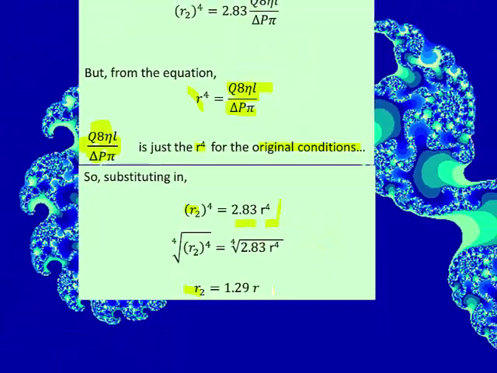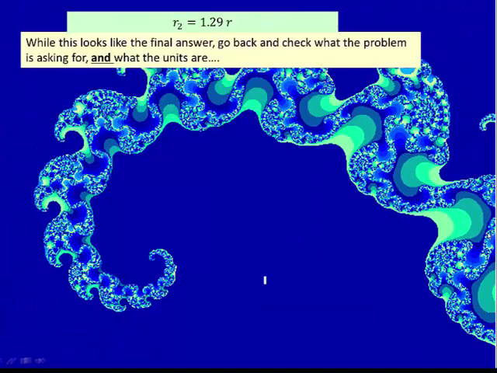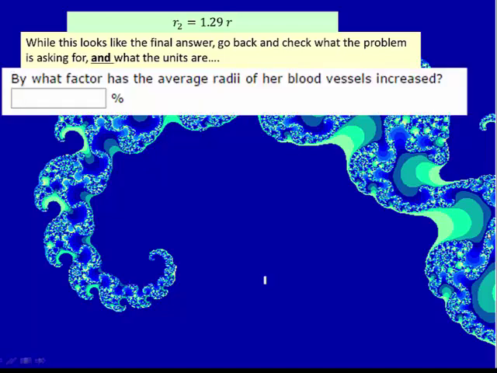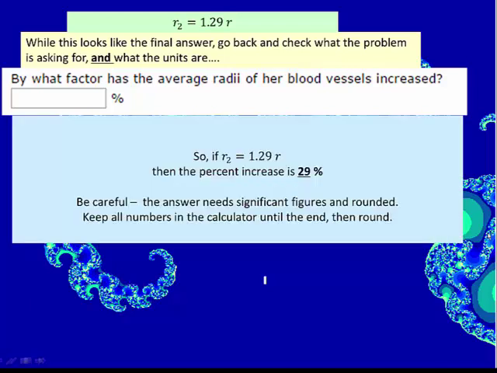That looks like it should be the final answer, but before you put it in, go back and check exactly what the problem is asking for and what the units are. So by what factor has it increased? And it's a percentage. So if R2 equals 1.29R, the percent increase is 29%.